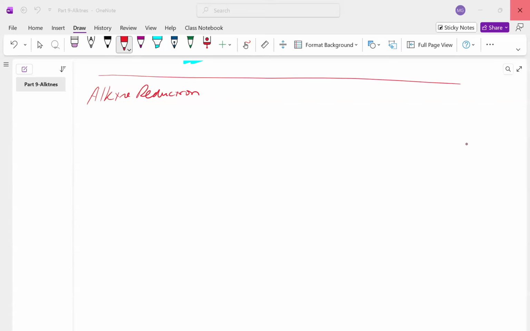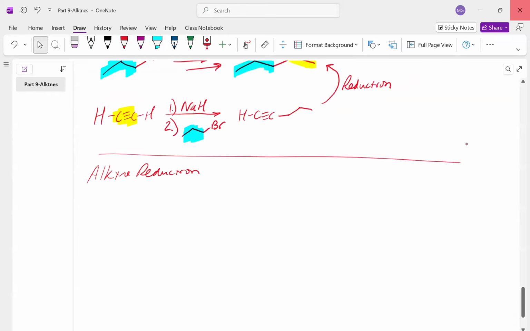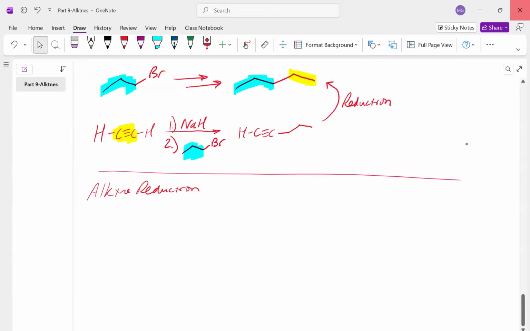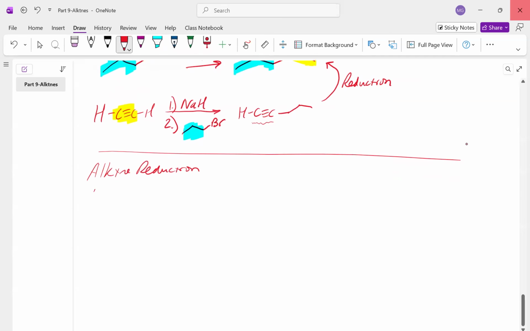So I left the last video on a little bit of a cliffhanger where we were looking at this multi-step synthesis. And I had said that we could accomplish converting this alkyne to an alkane through a reduction process. So let's just review real quick from the previous unit, the addition of hydrogen across a pi bond.